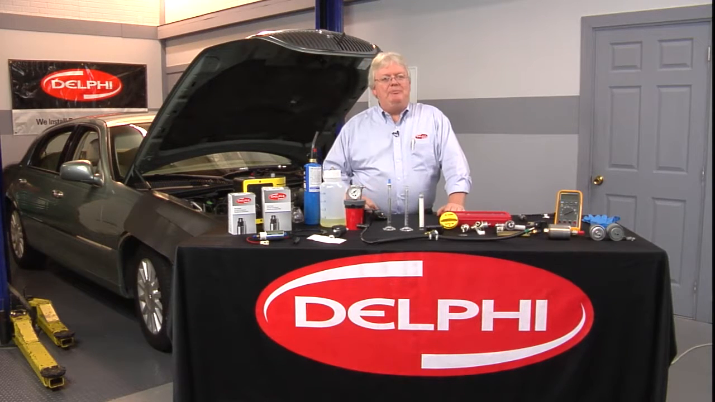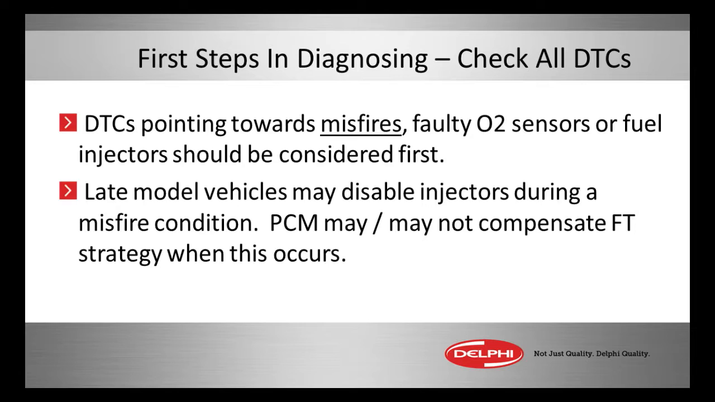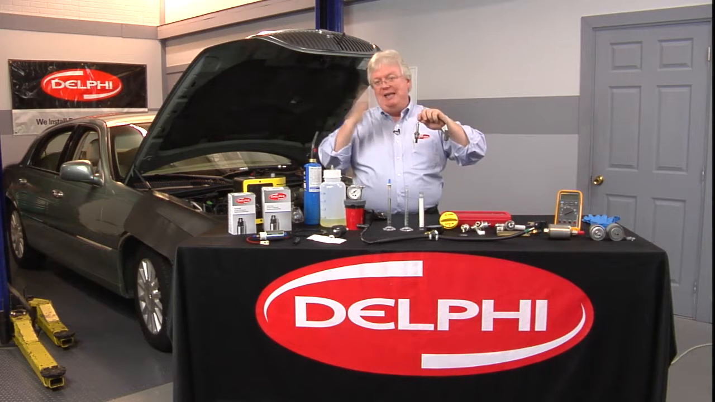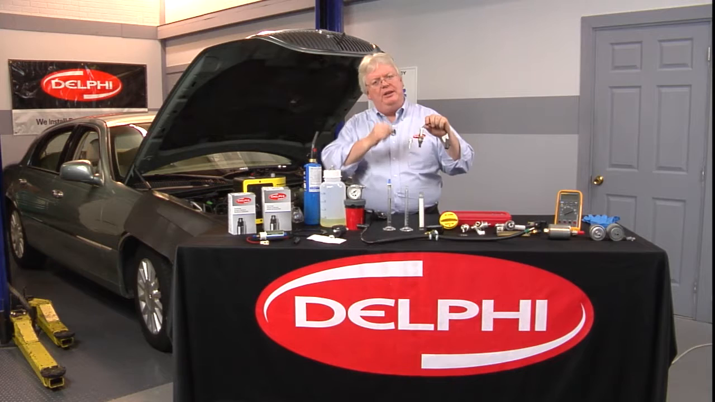Now, also, the first step in checking for fuel trim issues is to check all your DTCs. If you have a misfire code, definitely fix that first. Fix an O2 sensor problem first. Misfires, for example, will cause the fuel trims to go higher, whether it's a mass airflow or a speed density vehicle. And here's why.